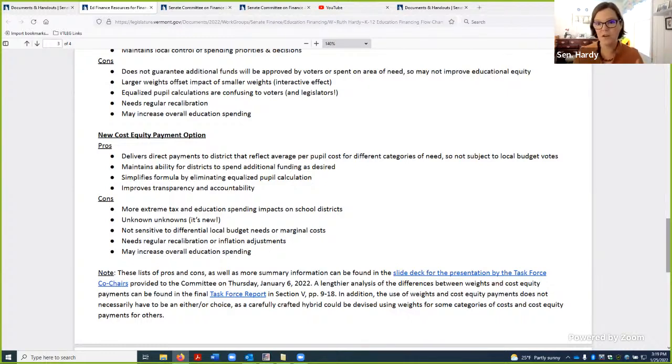In this case, if we made everything a cost equity payment, we would do away completely with equalized pupils, and we would just be using average daily membership, or ADM, which is more or less the actual head count of students in a school building on a certain day. There is a little bit of tweaking for state placed students, but it's a much simpler thing to understand than equalized pupils. So in that sense, and because the payments are direct, it improves accountability and transparency. These people know what the money is for and why.